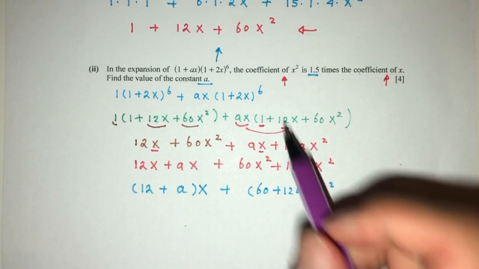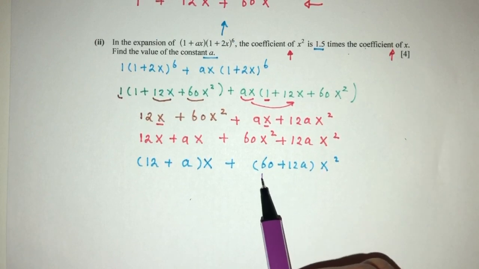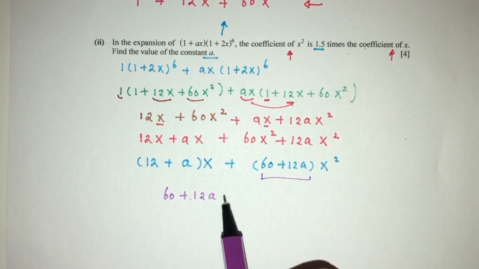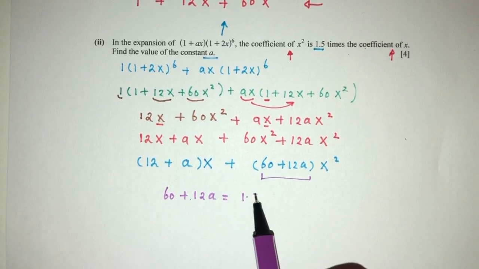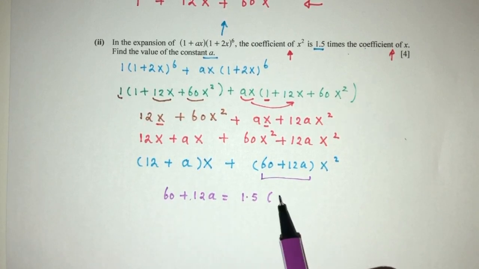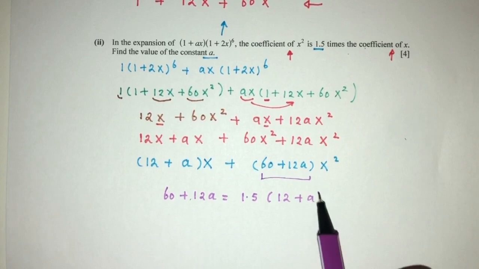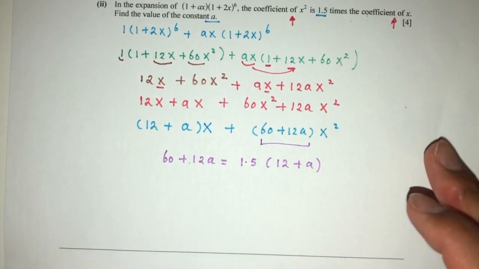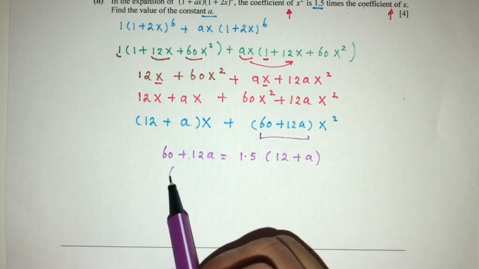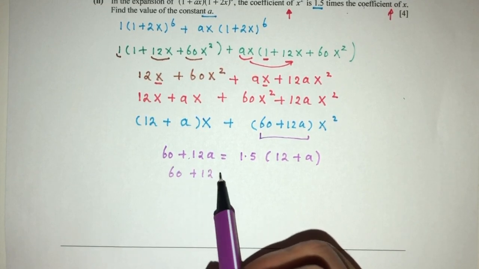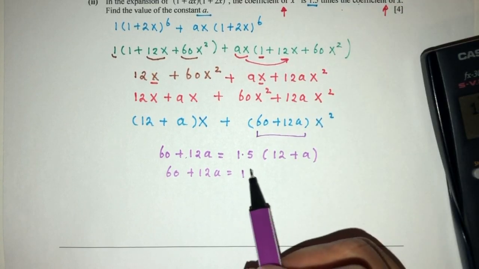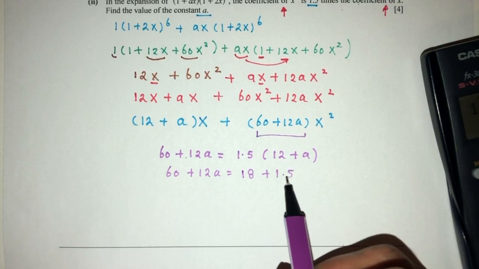The coefficient of x squared, that will be this. So 60 plus 12a is equal to 1.5 times the coefficient of x. So this is the equation we get finally to solve for the value of a. So let's simplify. That will be 60 plus 12a equal to 1.5 times 12, that should be 18, plus 1.5a.